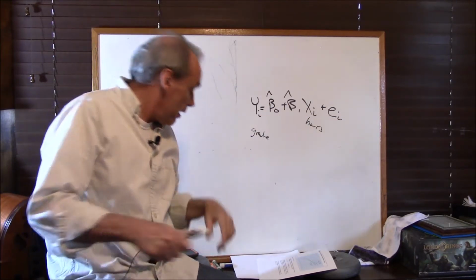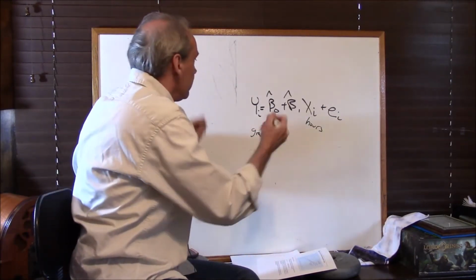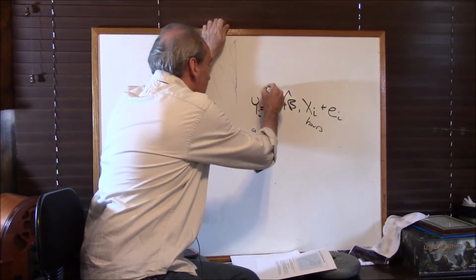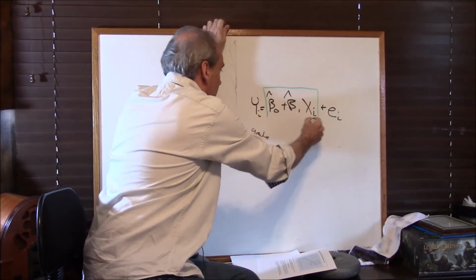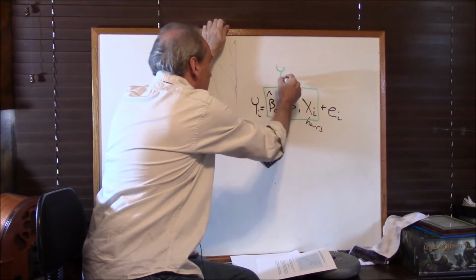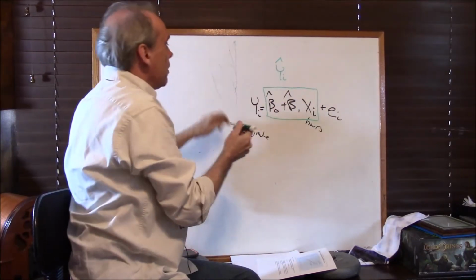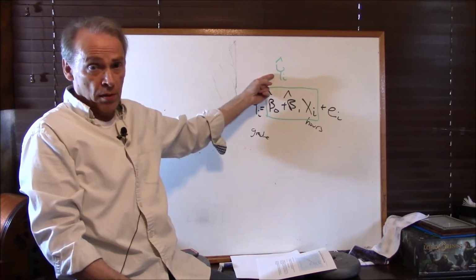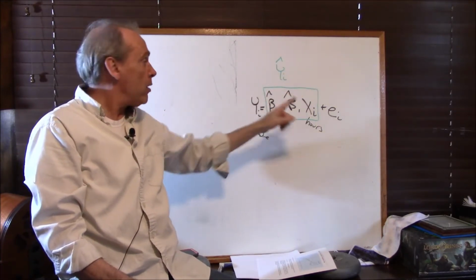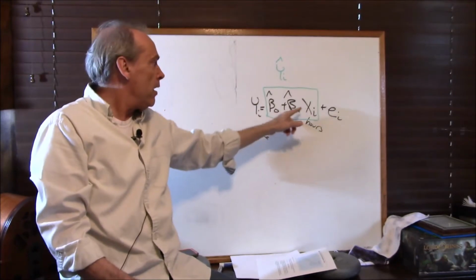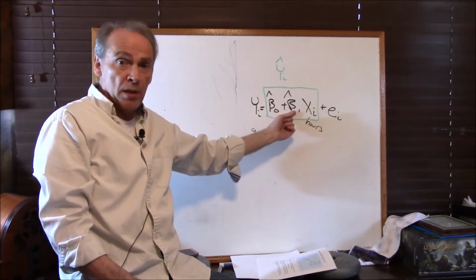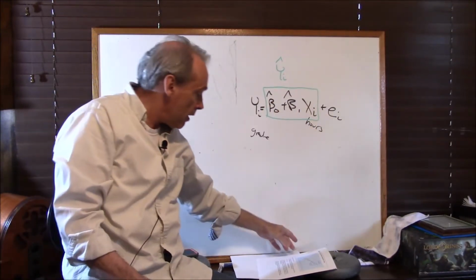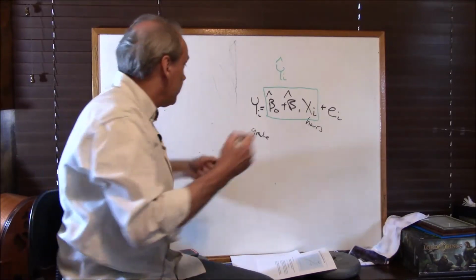Now, this part right here is going to be the forecast grade for the student. The grade for the student based on the number of hours they studied, times this slope coefficient, plus this intercept coefficient.